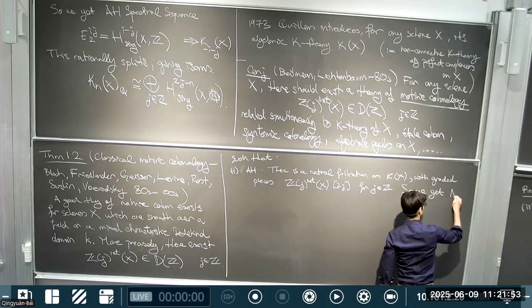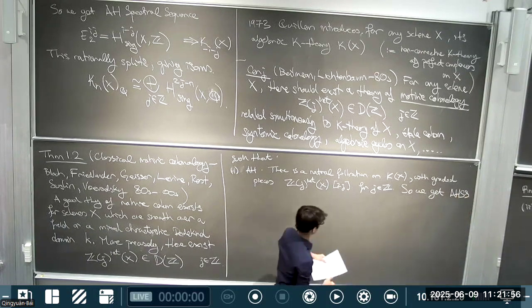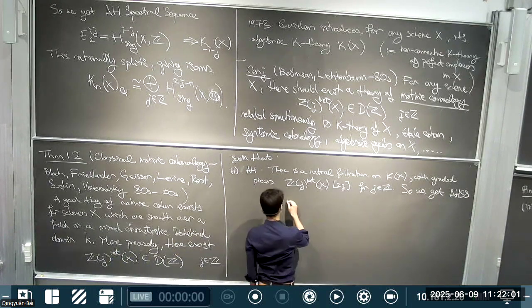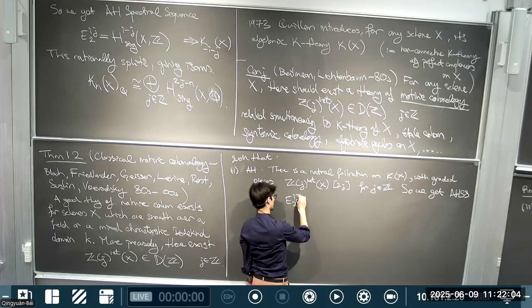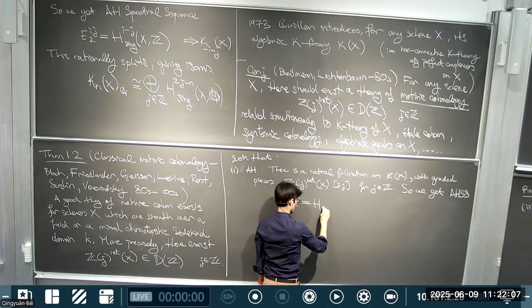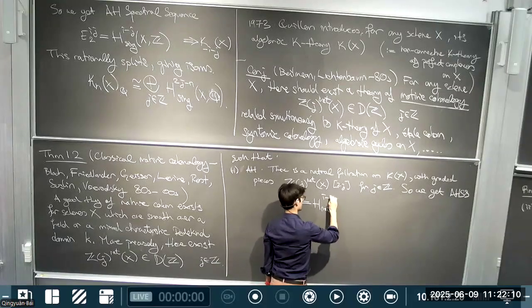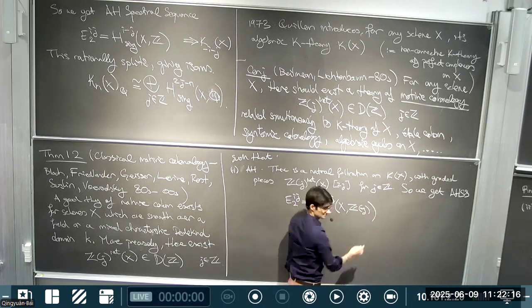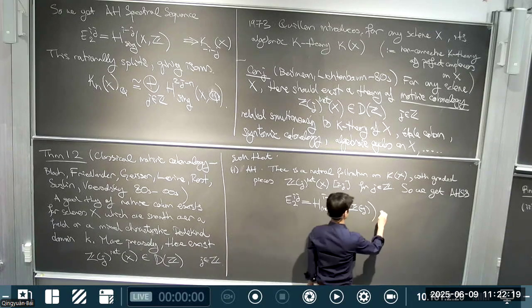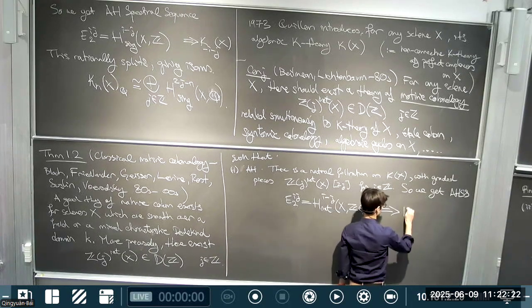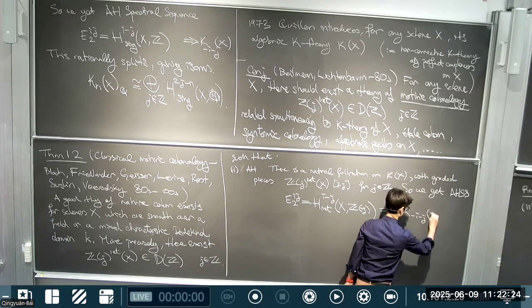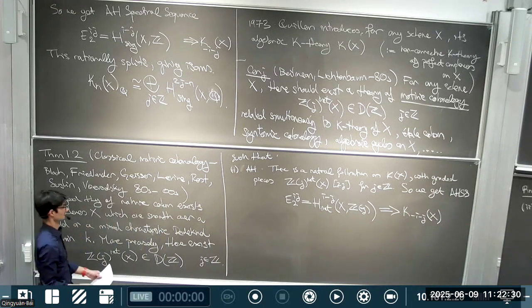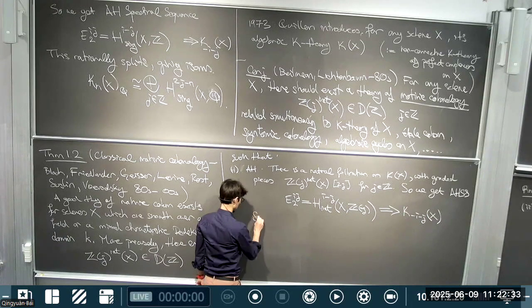And so again, by formal arguments of filtered spectra, we get an Atiyah-Hirzebruch spectral sequence which puts together all the motivic cohomologies with certain indexing and converges now to the algebraic K-theory of our scheme X.